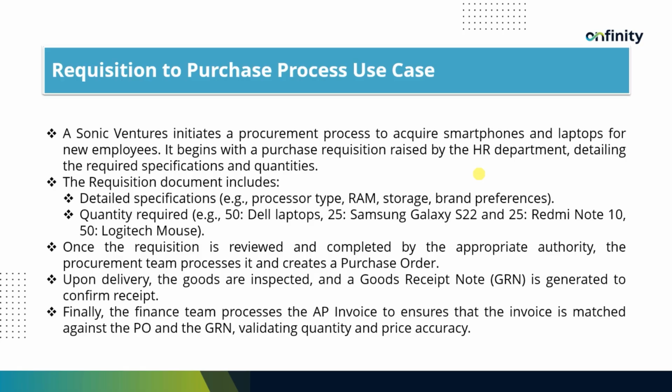Once the requisition is reviewed and completed by the appropriate authority, the procurement team process it and create a purchase order. Upon delivery, the goods are inspected, and a good receipt note is generated to confirm the receipt. Finally, the finance team processes the AP invoice to ensure that the invoice is matched against the PO and the GRN, validating the quantity and price accuracy.